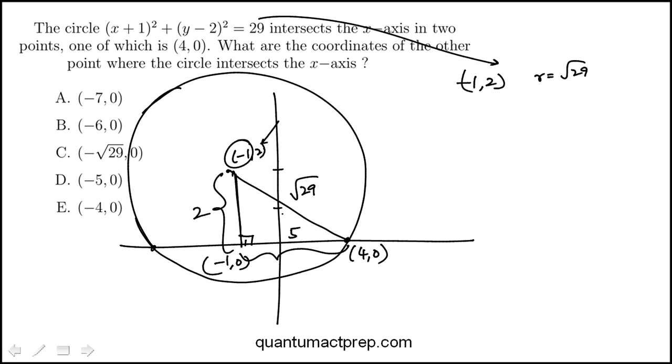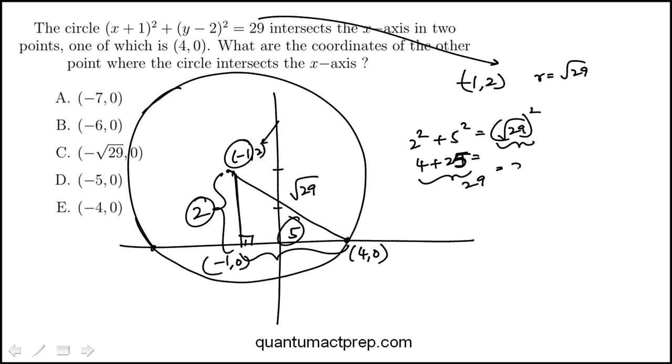And you'll see that is a right triangle, and it will satisfy that 2² plus 5² is equal to (√29)². You'll see this is 25. So that's 29, and that is indeed equal to 29. So we have the same thing on the other side, this other intersection.